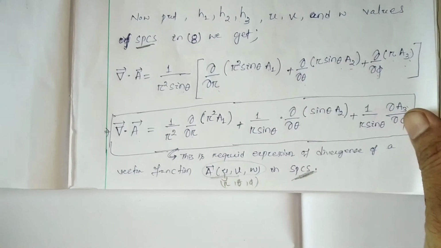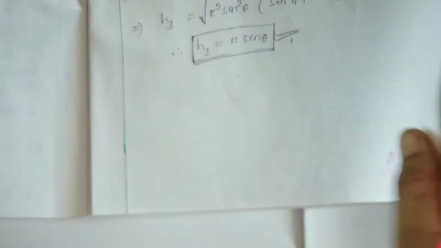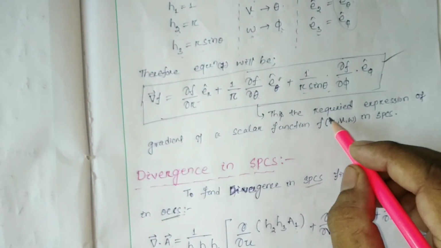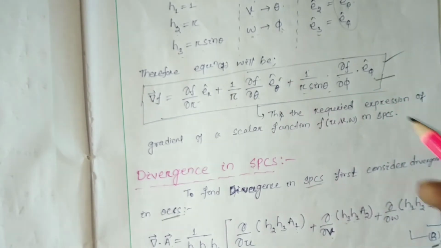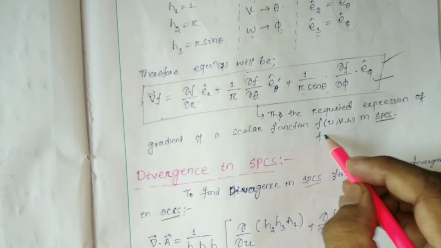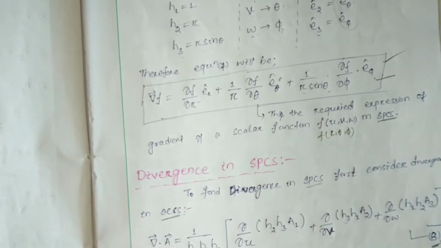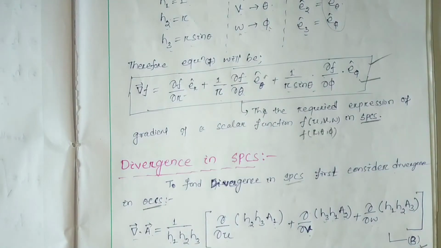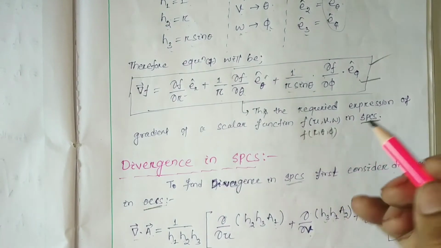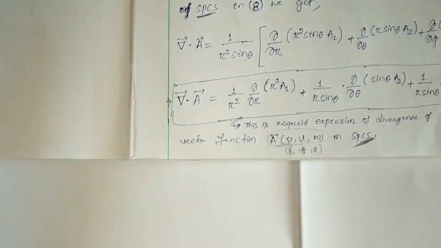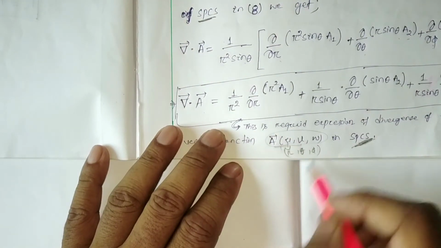Here also I wrote f in general, but this expression is only for the SPCS, so here f is a function of r, theta, phi instead of u, v, w. So I suggest that you write this one, don't write that one, and here also you write A as a function of r, theta, phi. Now we are going to go for the curl in SPCS.